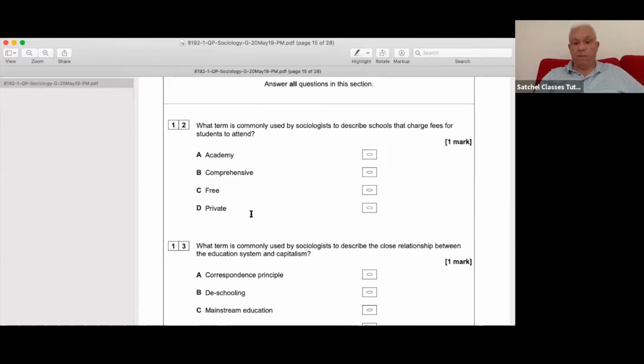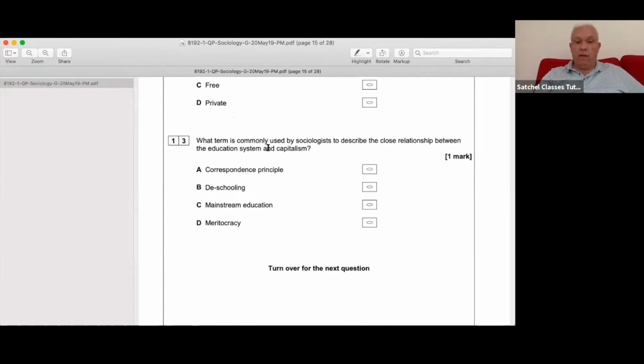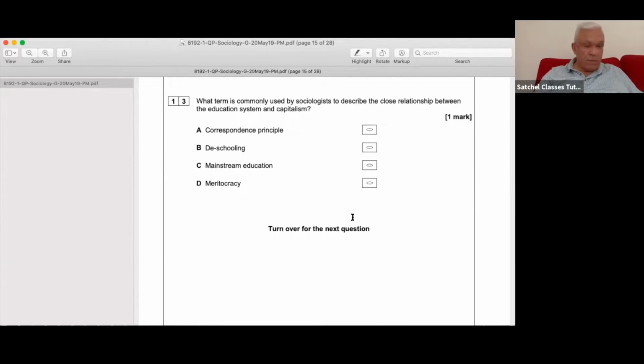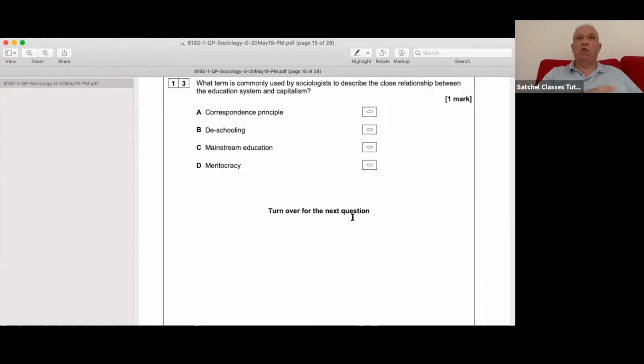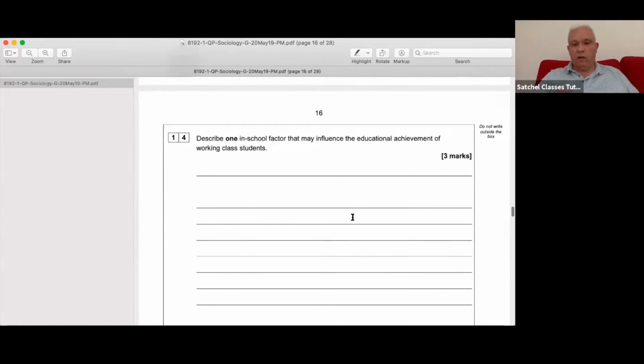It's private. Okay, and the term is commonly used by sociologists to describe the close relationship between the education system and capitalism. This did throw quite a few people, and last year only about two thirds of these people got this right, and it's actually correspondence principle. So in other words, school corresponds to what capitalism's like. So the first questions, they're normally relatively easy.